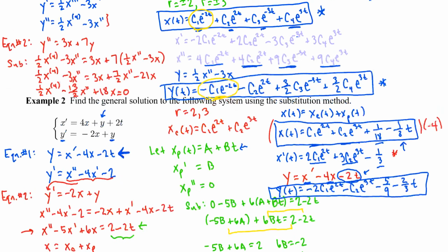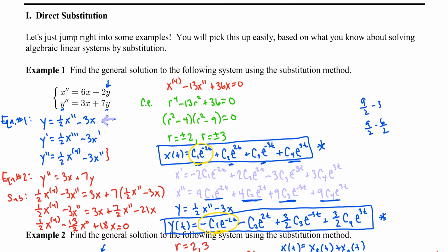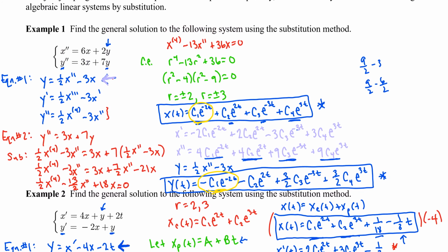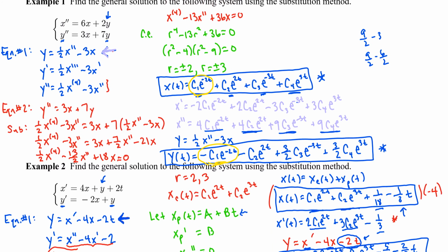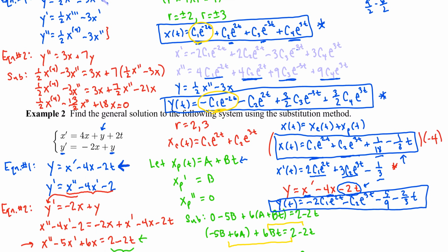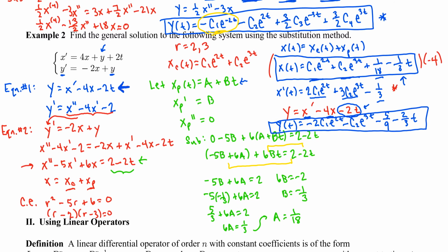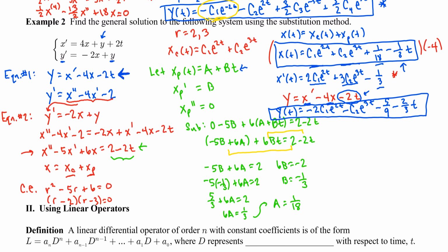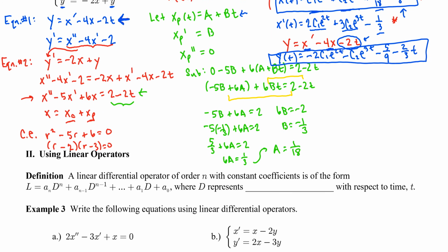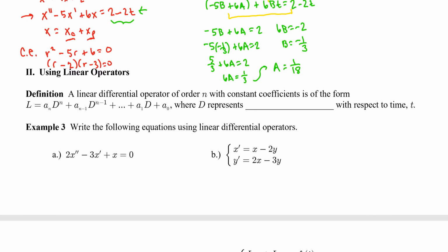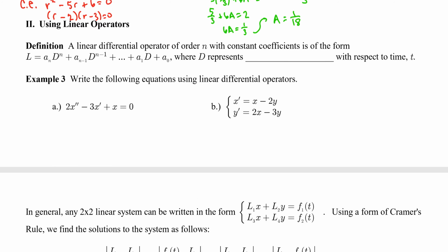So in both of these examples, we were solving using a substitution method. In the first example, we had a higher order system, but it was homogeneous. In example 2, we had a lower order system that was non-homogeneous. So you may want to review how to solve a linear, non-homogeneous differential equation with constant coefficients. We're going to press on now to another option for solving linear systems, part 2, using linear operators.